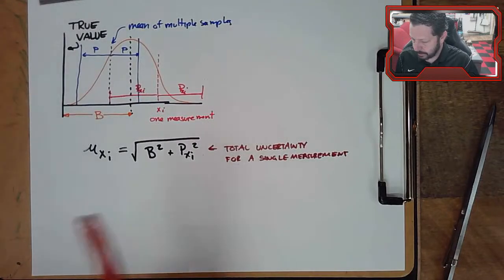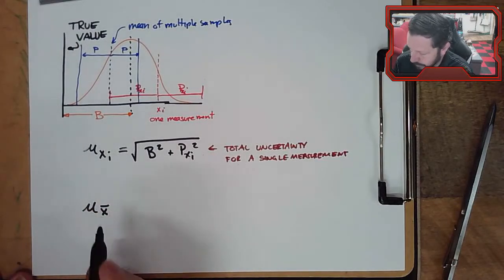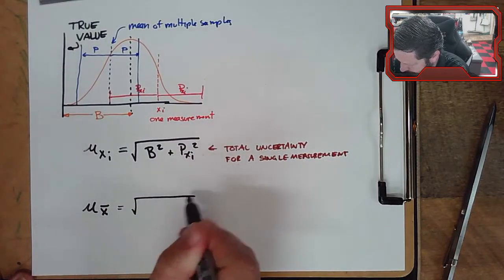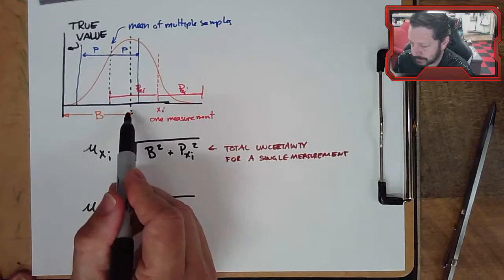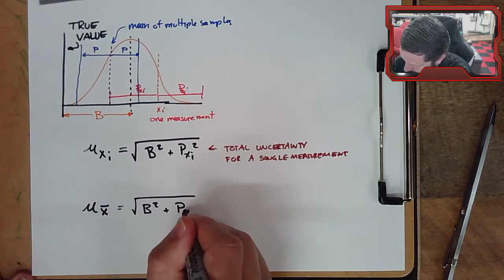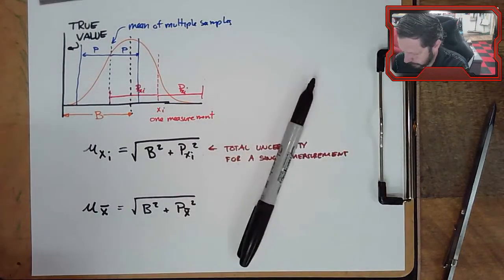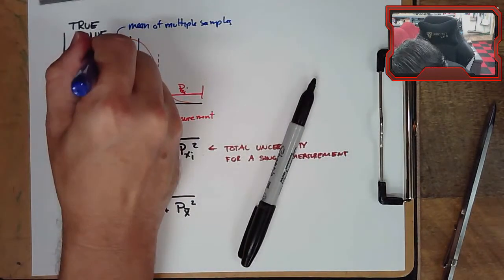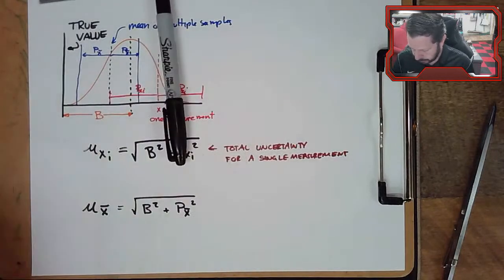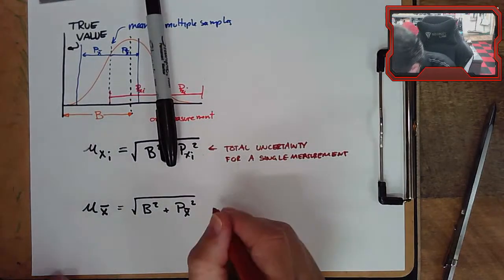You would have a similar equation, and we're going to call this one x bar, so that it's the mean of multiple samples. It looks exactly the same, except b is the same because it's the same offset, the same bias, plus now the probability of that sample, x bar. And so this would be the total uncertainty for a group of measurements, or for the mean of a group of measurements.